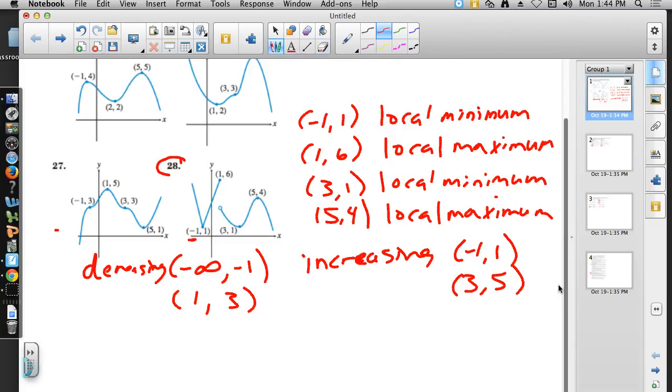And then we have one more downward motion, and that will be from 5 to, again, we have to put infinity because we are unaware if that's the rest of the graph or if there's more to come. So we would say that that goes from 5 to infinity. So those would be the local mins, local max, and increasing and decreasing intervals for number 28.